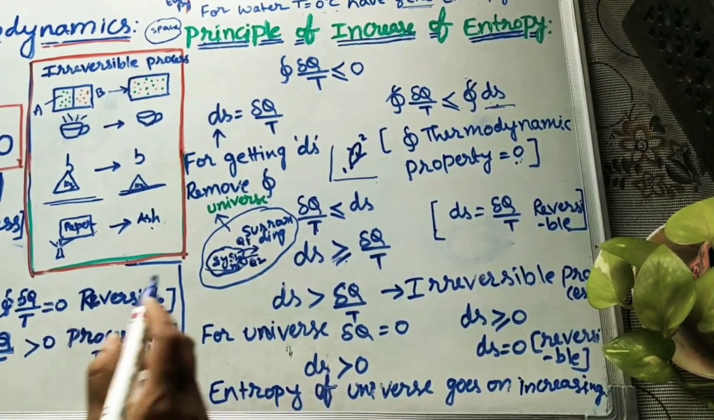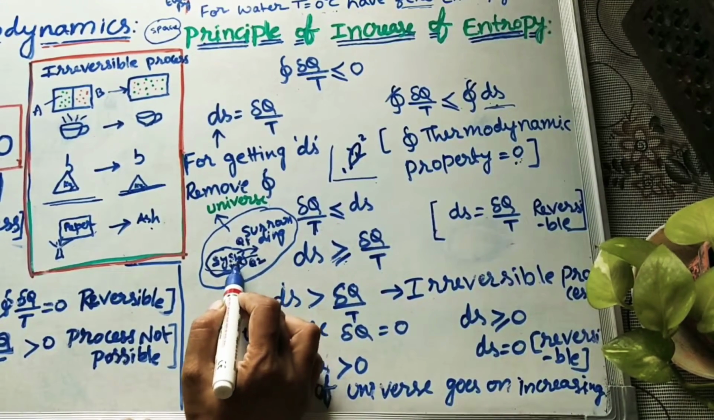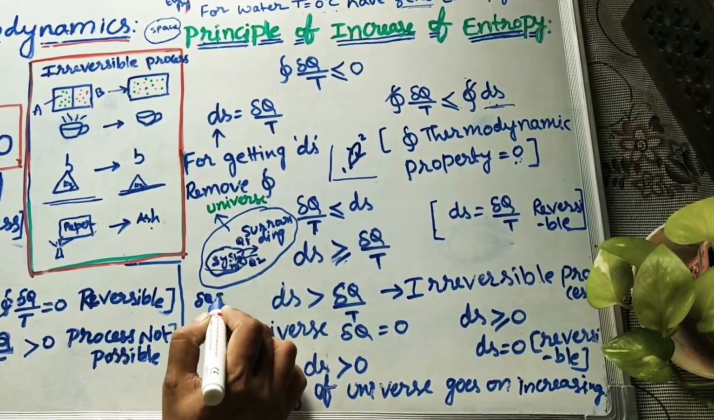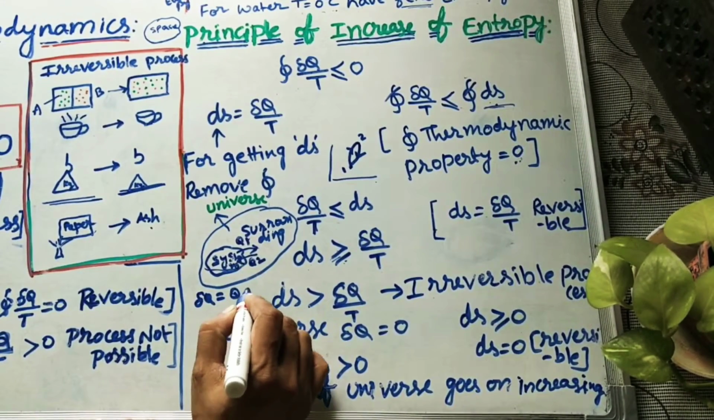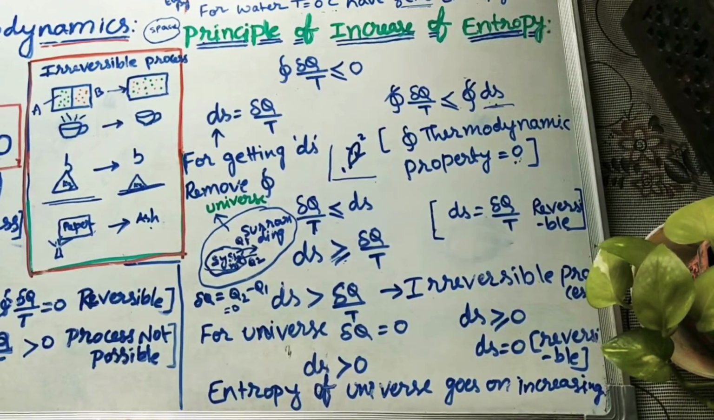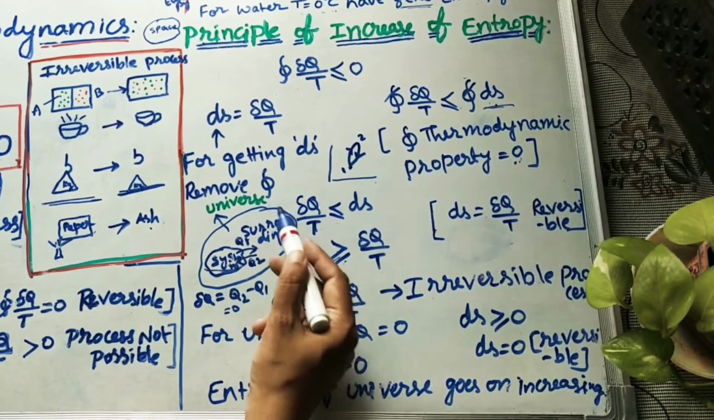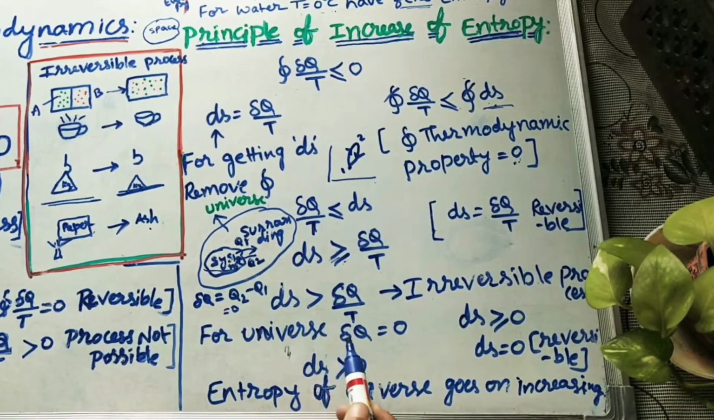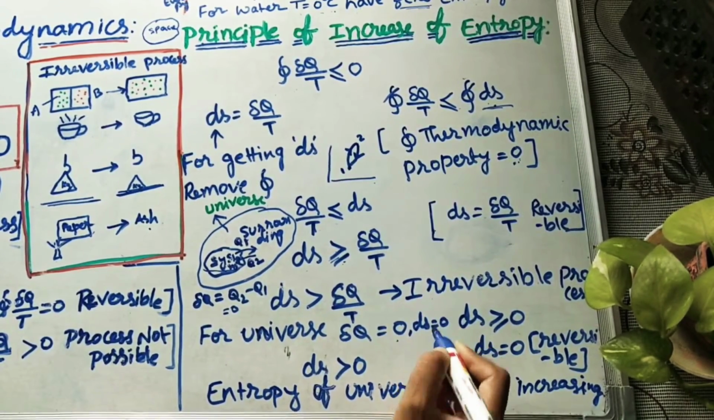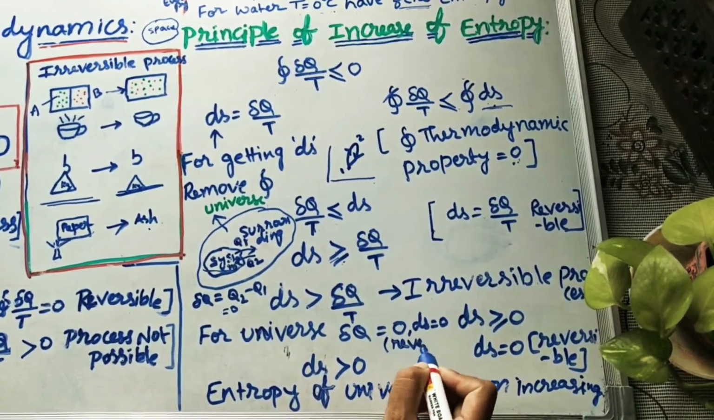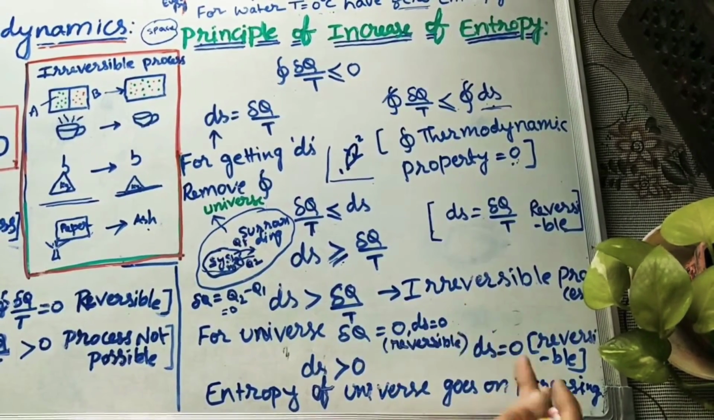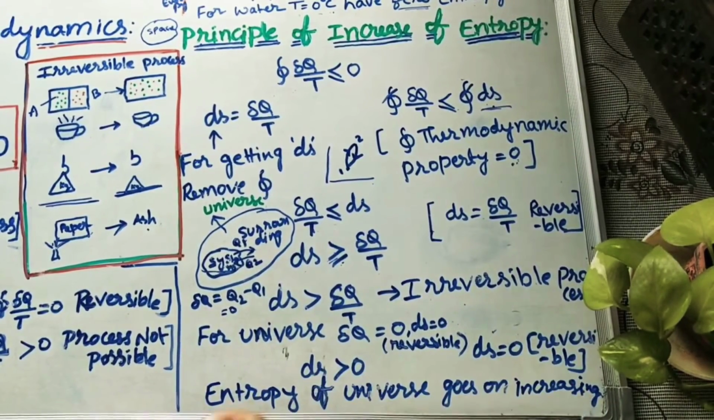For reversible processes, the heat q1 is equal to q2. The meaning of delta q is the change in heat, q2 minus q1. So for reversible, q1 is equal to q2, so it is equal to 0. What is the change in heat for the universe? It is 0. For the universe, delta q is 0. That is equal to ds equal to 0 in case of reversible processes. So here we have written ds is equal to 0 in case of reversible processes.